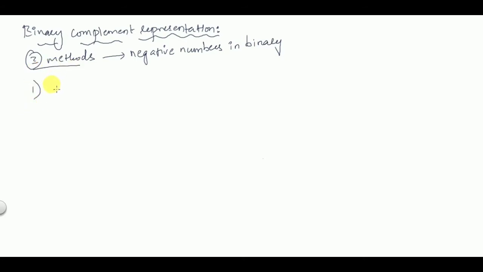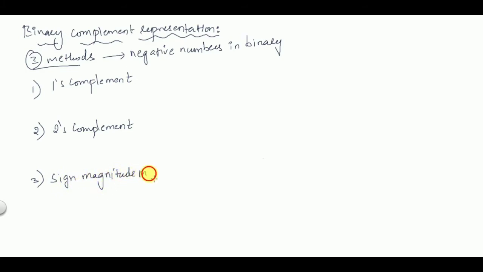First is the 1's complement method. We have seen this, right? Every radix will have R's complement and R minus 1's complement. So we again have the 2's complement method, and the third method is called the sign magnitude method.